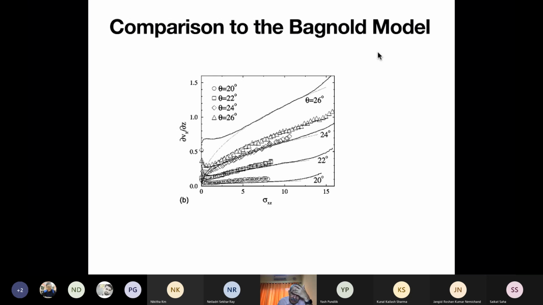And finally, this is the comparison to the Bagnold model. These very light lines are for the Bagnold model. What they're comparing is the shear stress versus the shear rate. So you should get a square, and you're getting very close. The match is extremely good, except of course near the base and near the free surface. But otherwise, there is a very good match with the Bagnold theory.